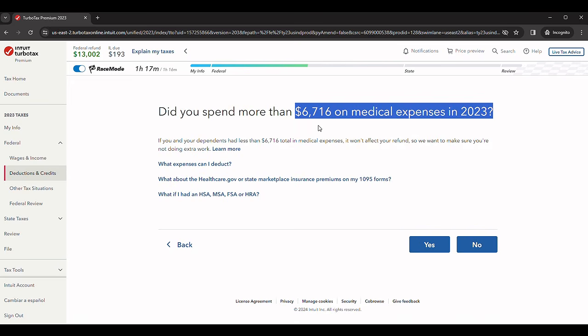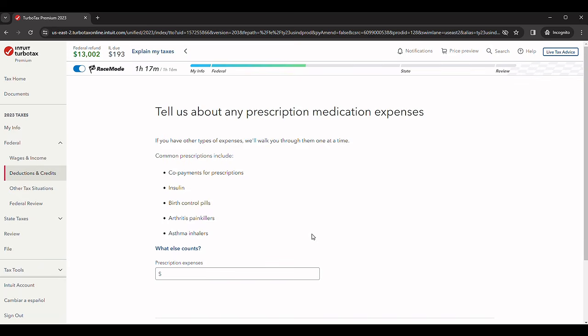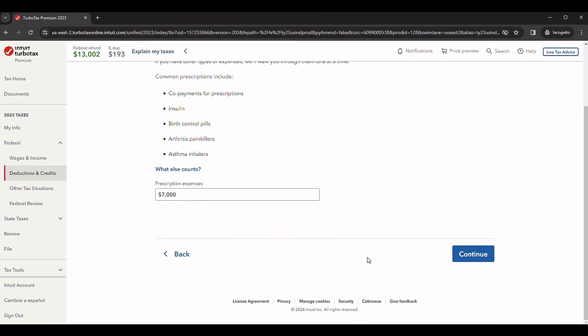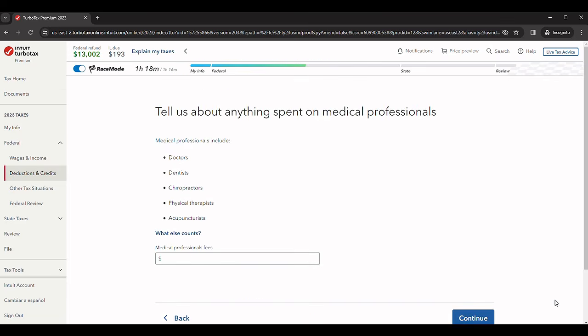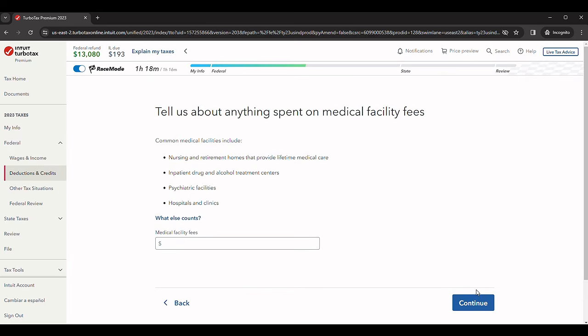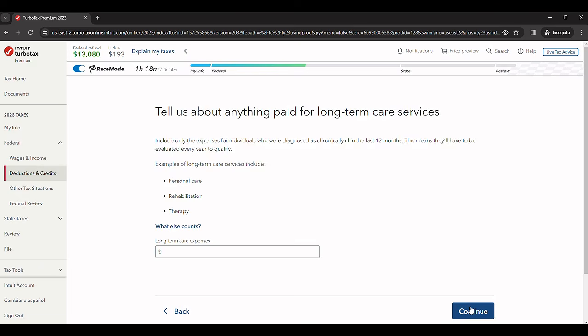Did you spend more than this amount? Let's just say yes. And here are examples of what they're talking about. It's anything above the amount that was listed. I think that was like $6,700. So anything above that amount will be a deduction. If we do $7,000 in prescription expenses, the difference, like $300, will be deductible. So we'll continue. Say no, no, no, no.